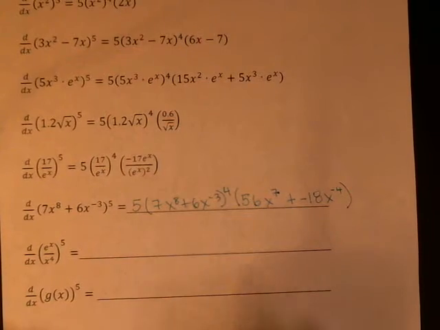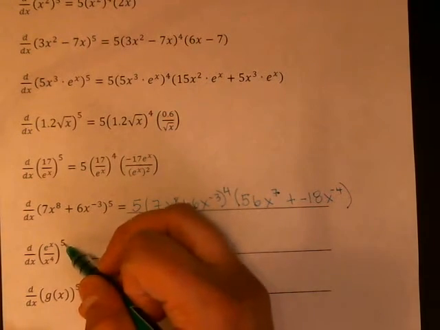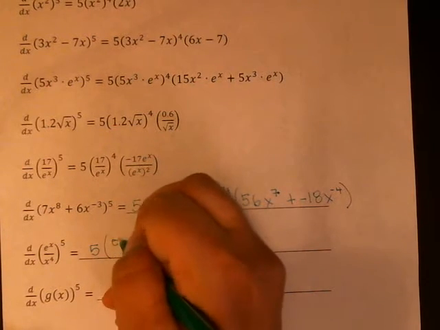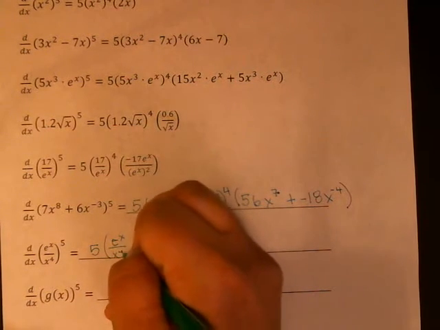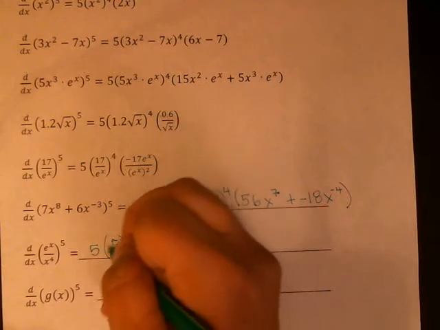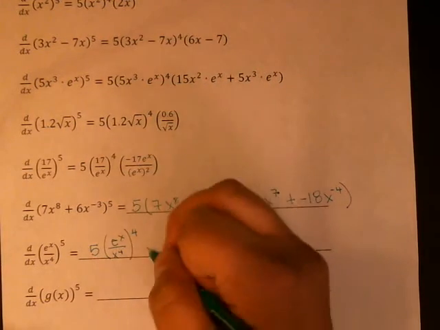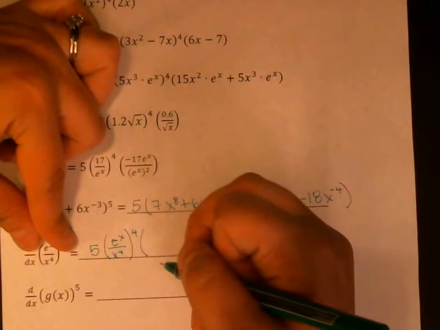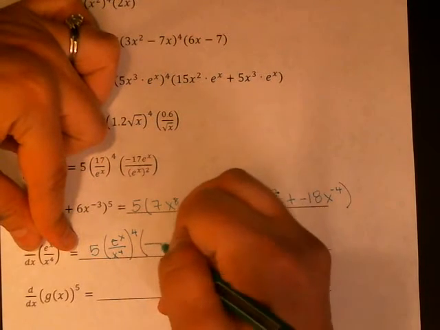And then the second one, we once again have stuff to the 5th. This time stuff is a quotient. But up above, we should be spotting that we'll still have all this exactly as it appeared. And then we'll do a power rule 5, stuff to the 4th. And then we need to multiply by the derivative of e to the x divided by x to the 4, which is going to be a quotient rule.